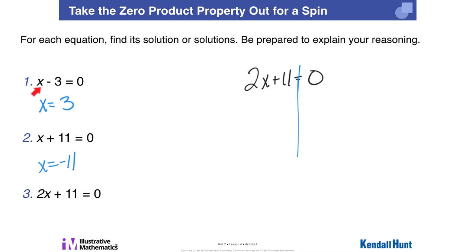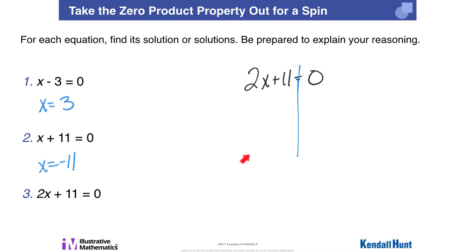In these first two, you can probably just tell by looking at it. In this case, x needs to be 3, because 3 minus 3 is going to be 0. Here, x needs to be negative 11, because negative 11 plus positive 11 is going to be 0. And then in this one, it's maybe not as easy to tell just from looking at it.